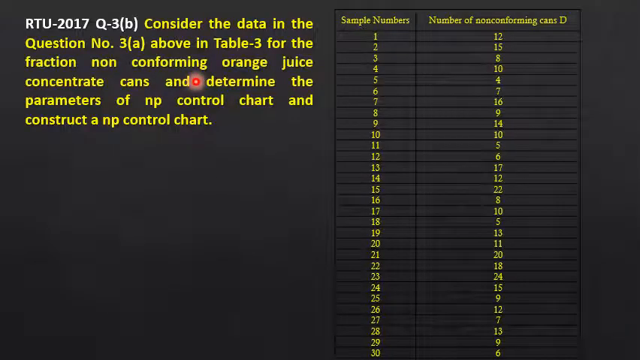The next question is like this: consider the data in question number 3a above in table 3 for the fraction non-conforming orange juice concentrate cans, and determine the parameters of the NP control chart and construct an NP control chart. So this is table number 3. We already saw this table in the earlier part of the question.